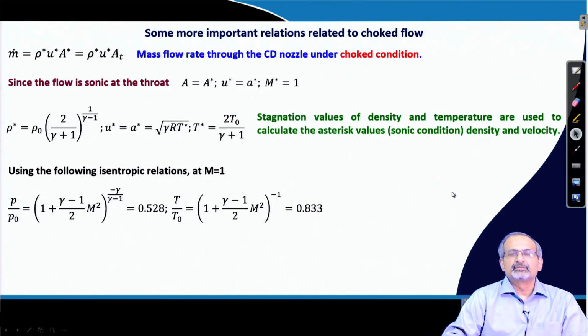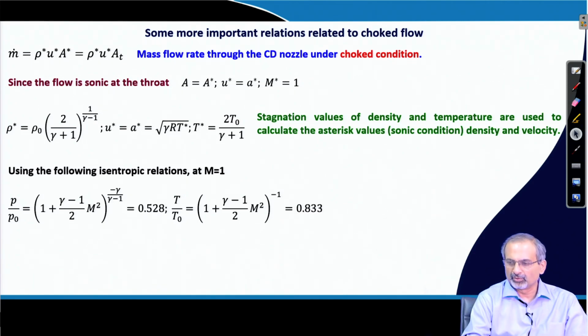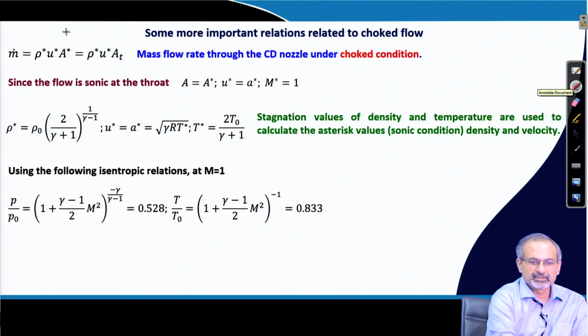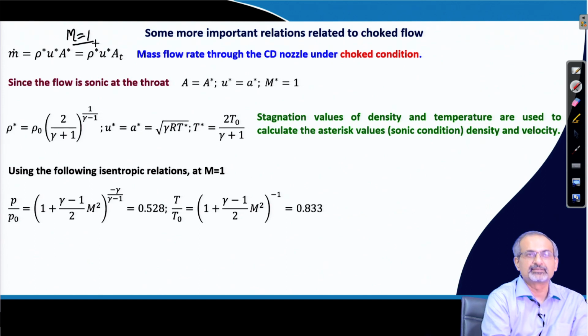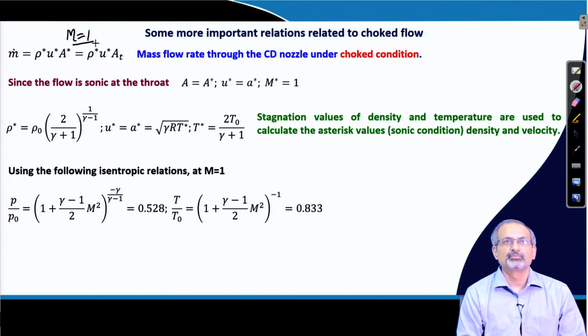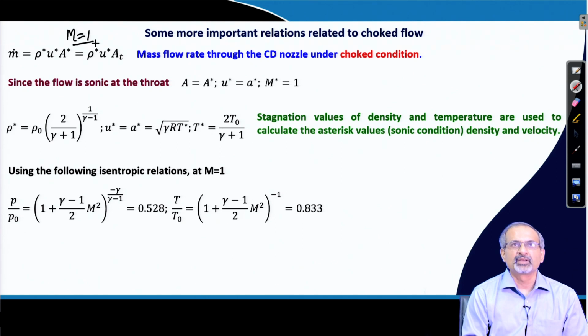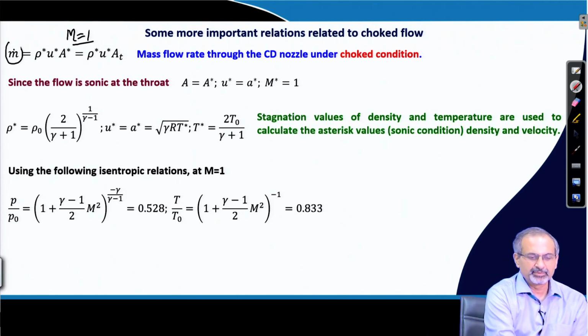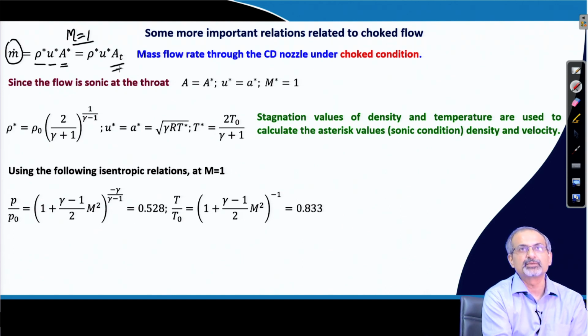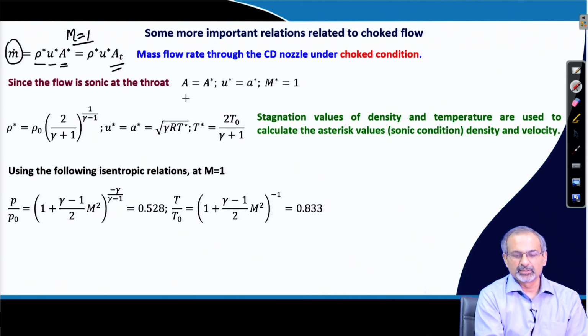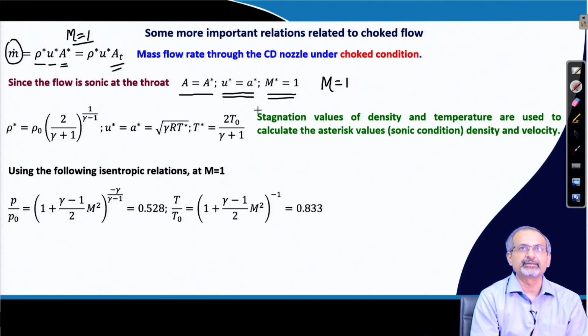Some more important relations related to the sonic condition at the throat. If you reach sonic condition at the throat, the flow gets choked. That means that is the maximum mass flow rate that particular throat can allow through the nozzle, and you cannot enhance the mass flow rate beyond that point. It is given by rho star u star into A star. A star happens to be the throat area itself. So, for a sonic condition at the throat, A t is equal to A star, M star is equal to 1, and of course, M is also equal to 1. So, at sonic condition, M and M star are identical.